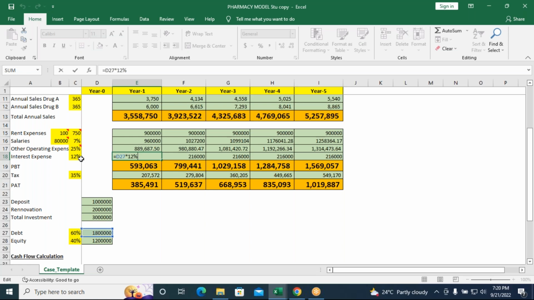The salaries part. Understood? Ma'am, can you explain the salaries part? Yes, the salary part.